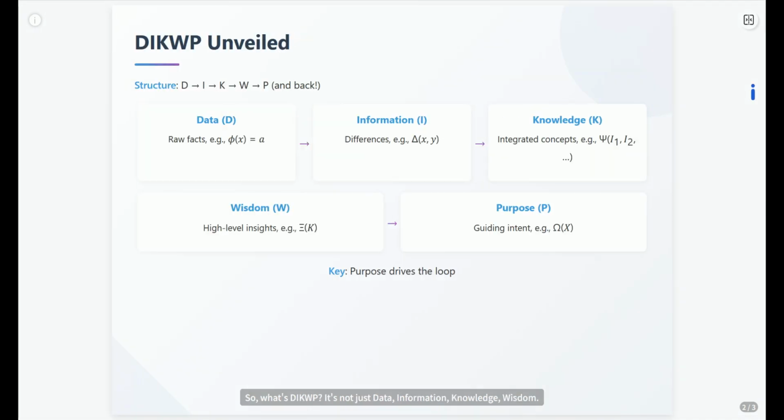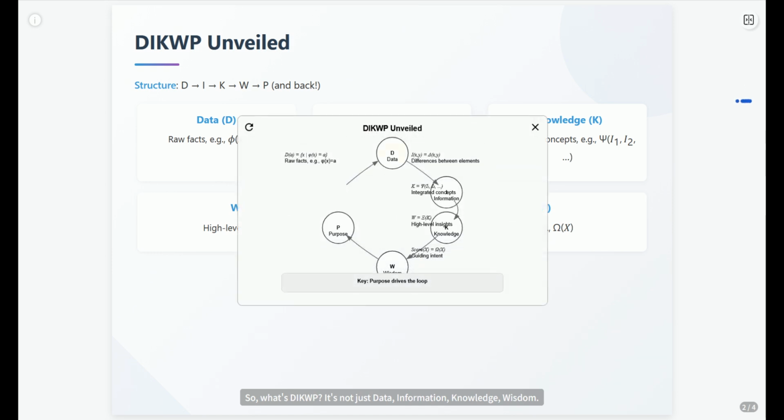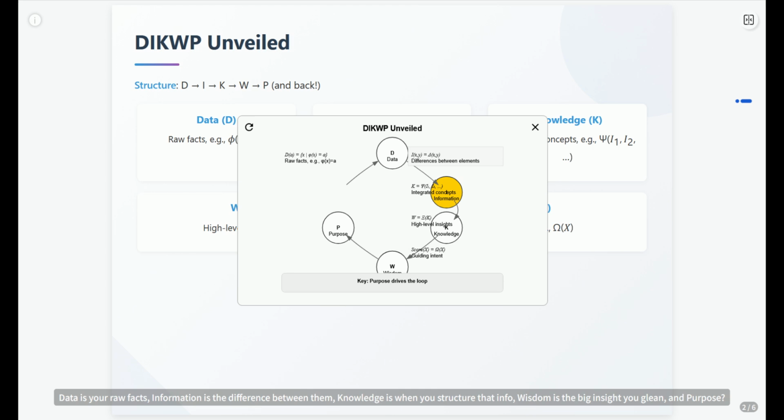So, what's DIKWP? It's not just data, information, knowledge, wisdom. We add purpose, the why. Think of it as a cognitive loop, D to I to K to W, but also P driving back down, constantly refining. Data is your raw facts.